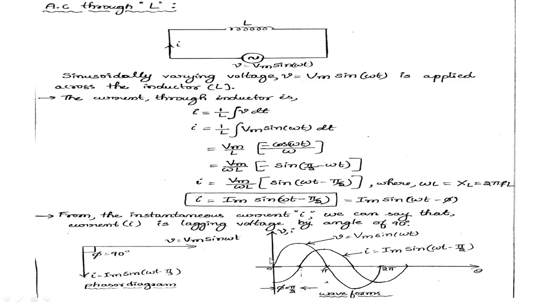The same thing I am going to draw with waveforms. This is the voltage waveform. The voltage waveform starts at 0 and is given by V equals Vm sin omega t. The current waveform starts after 90 degrees, that is after pi by 2. The phase difference between this voltage and current is pi by 2.